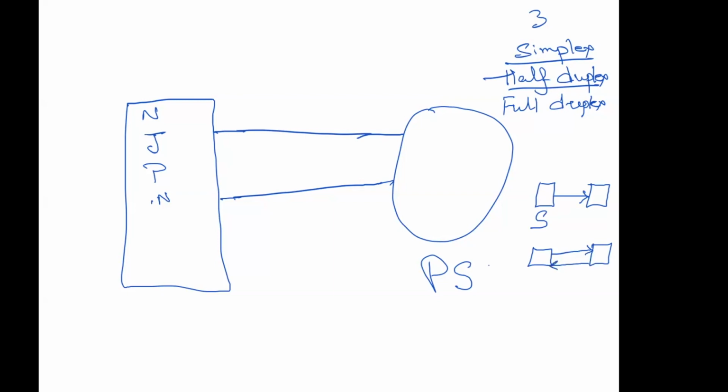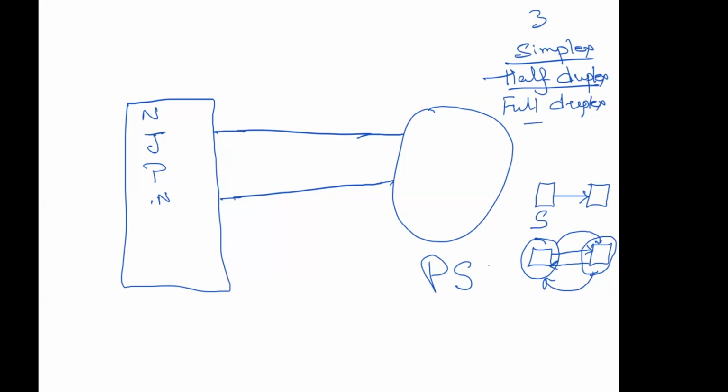The next type is half duplex, where the message is sent and received by both participants but not at the same time, which means machine A can send a message, but while it is sending, it cannot receive. Whereas machine B, while sending a message, cannot receive a message. But both of them can send and receive messages at different points of time.